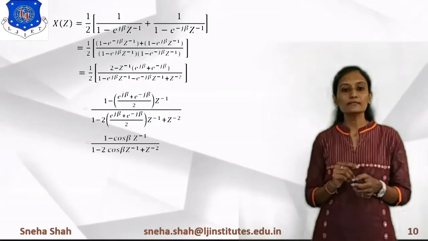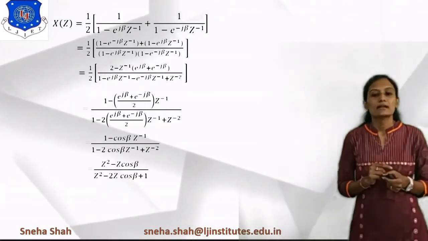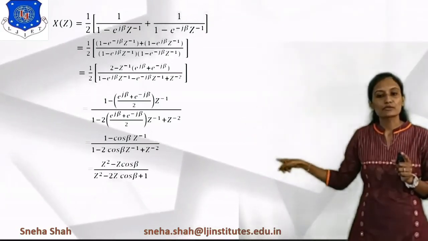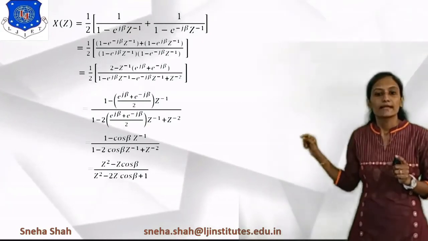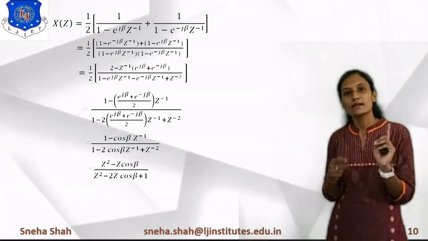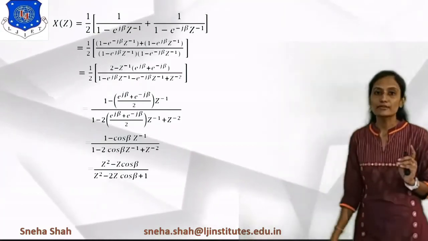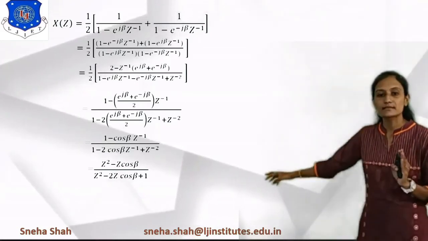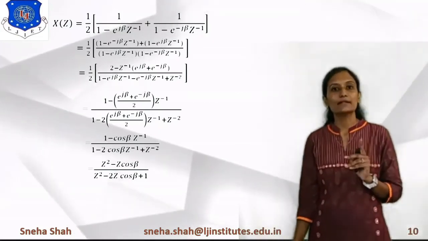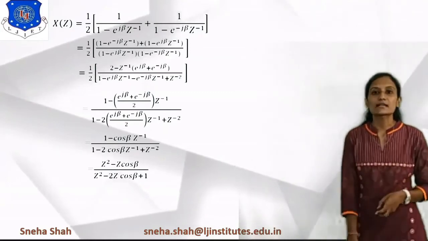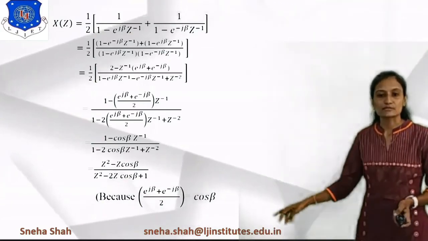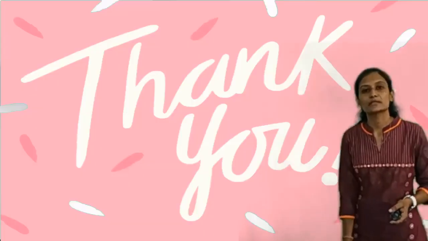numerator part. So the next step is 1 minus cos beta z inverse upon 1 minus 2 cos beta z inverse plus z raised to minus 2. Now you can see that if we multiply by z raised to minus 2, meaning 1 upon z square goes over here, then in the numerator and denominator, multiplying by z square, the next step is z square minus z cos beta divided by z square minus 2z cos beta plus 1. So this is your final answer for the z transform of cos beta n into u of n. And here we used e raised to j beta plus e raised to minus j beta divided by 2 equals cos beta. Thank you.